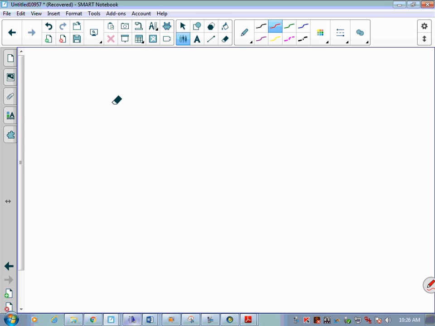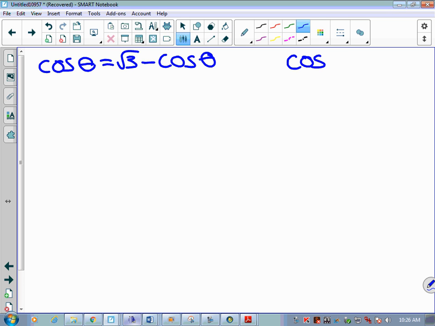This one, this is where things get, I hate to say this, a little trickier even still. This says cosine theta equals radical 3 minus cosine theta. And it says for all real numbers, give your answer in degrees. This is how I want you to look at this. I'm going to try to simplify this for you. We're going to say that cosine theta equals x. Okay? I'm going to come over here. Cosine theta equals x. And because cosine theta equals x, I'm going to substitute x. We're going to say x equals radical 3 minus x.